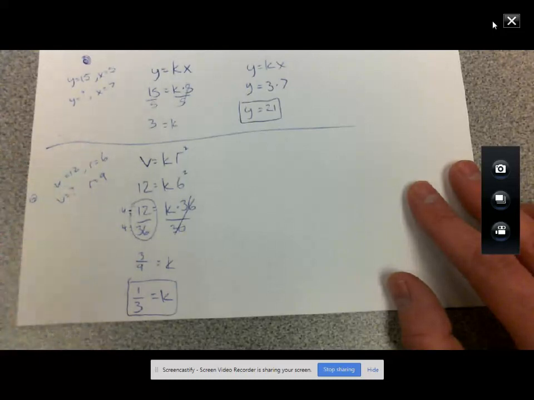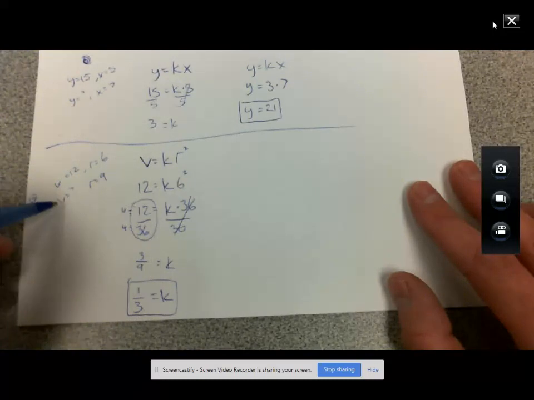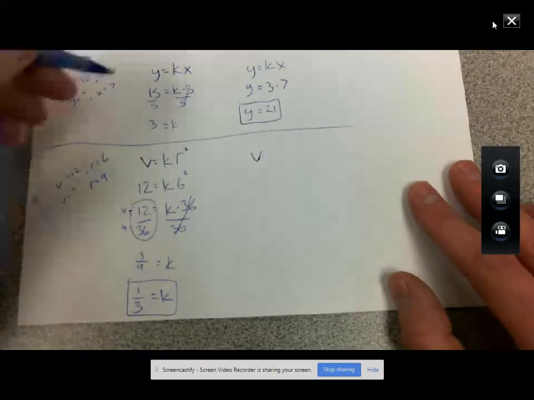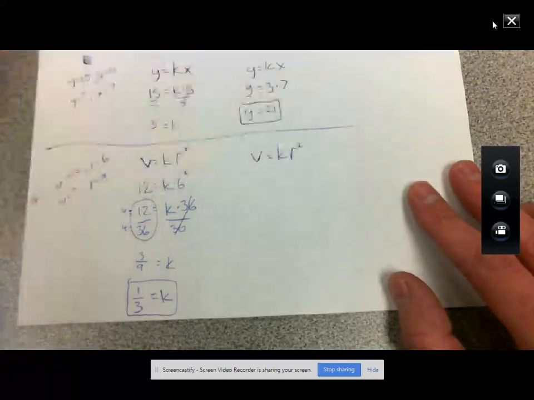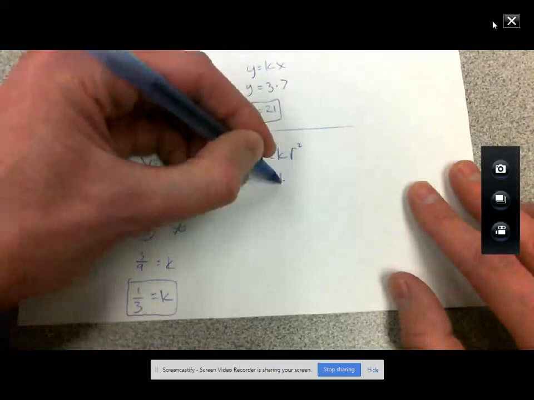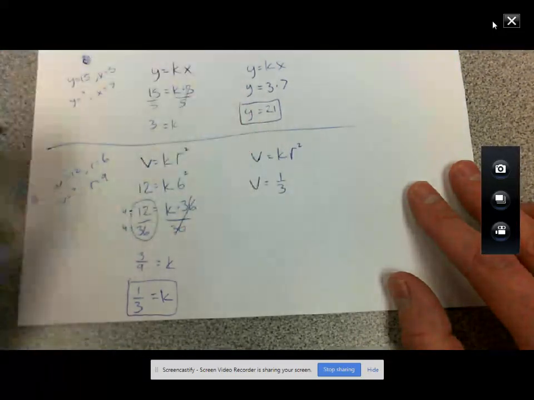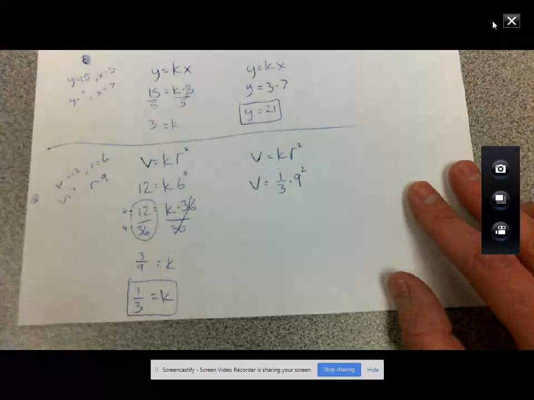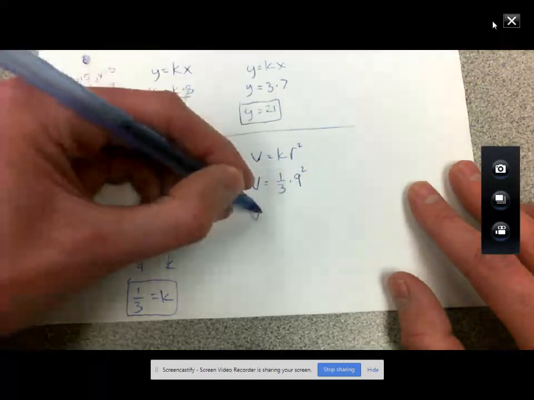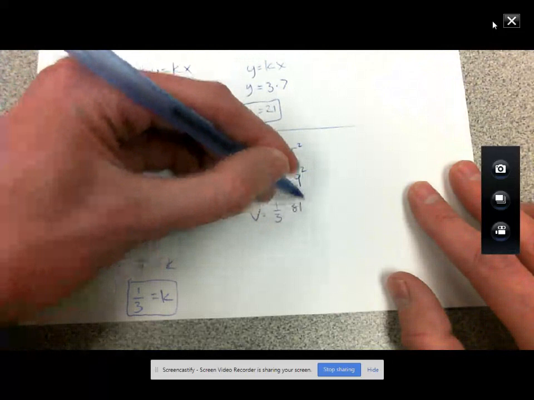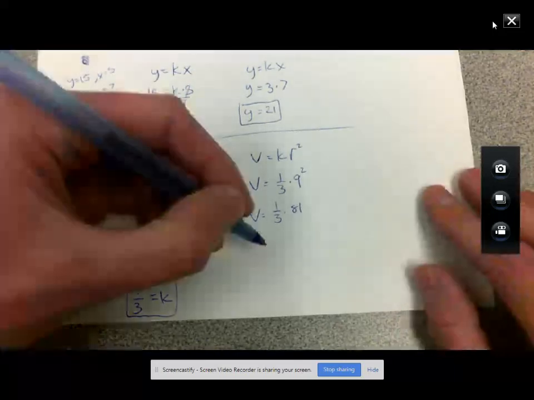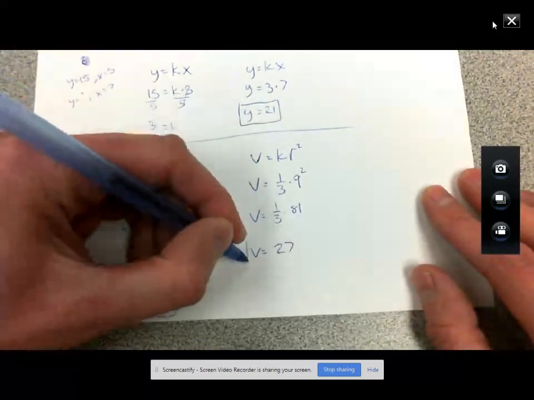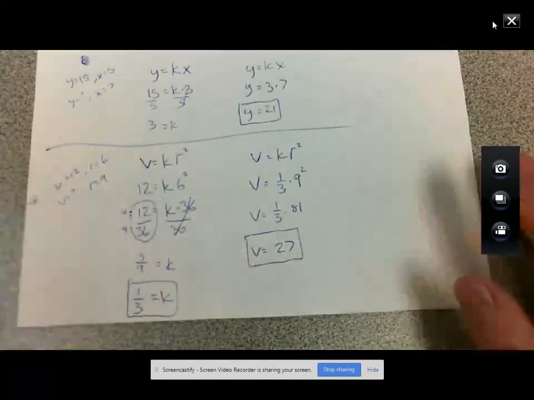I'm not done though. Maybe I shouldn't have boxed it, but I'm not done. I need to solve for v if r is 9. So v equals k r squared. I know what k is now. K is 1/3. I don't know what v is, but I know that r is 9, and it's squared, because it's r squared. So 1/3 times 81 is what I'm really trying to figure out. And that's going to be 27, I think. 27. So that would be my final answer, 27.